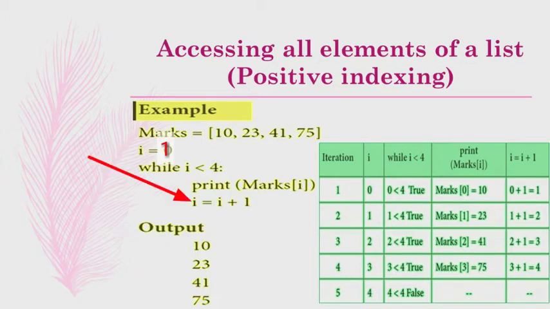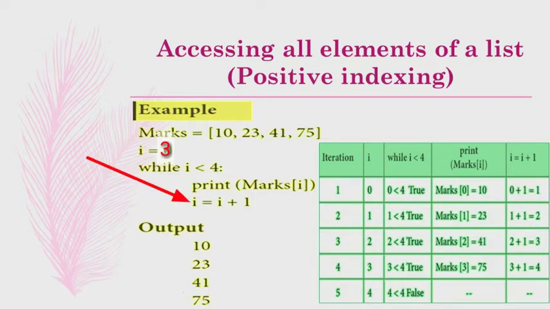And next again update the value of I. So this I becomes 2. Next again check the condition. 2 is less than 4. This condition is true. So print marks 2. Which element is stored at the index position 2? 41. So 41 will be printed on the output screen. And next again update the value. So I becomes 3. So 3 is less than 4. This condition also true. So print marks 3. So which element is stored at index position 3? 75. So 75 will be displayed on the output screen.